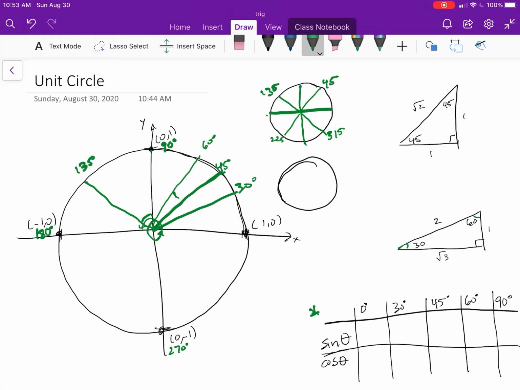All right, and then I wanted to do this one here with all the 30s and 60s. So we know 30 and 60. Okay, so basically we just keep adding 30. 30 degrees, 60 degrees, 90, 120, 150, 180, 210, 240, 270, 300, 330.